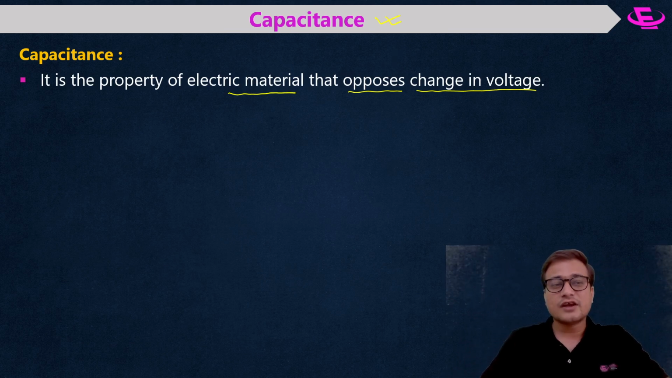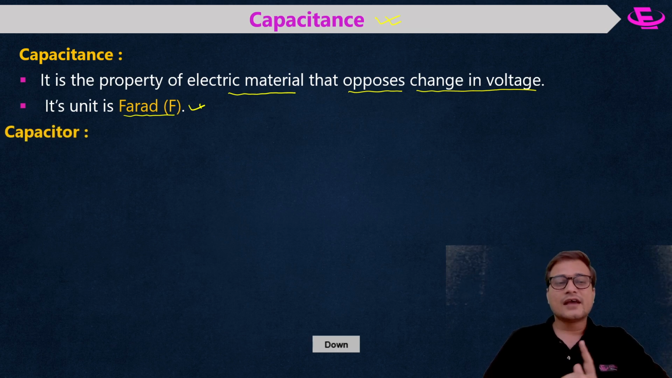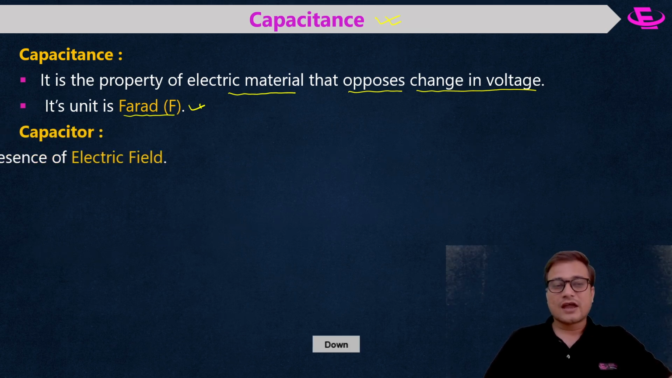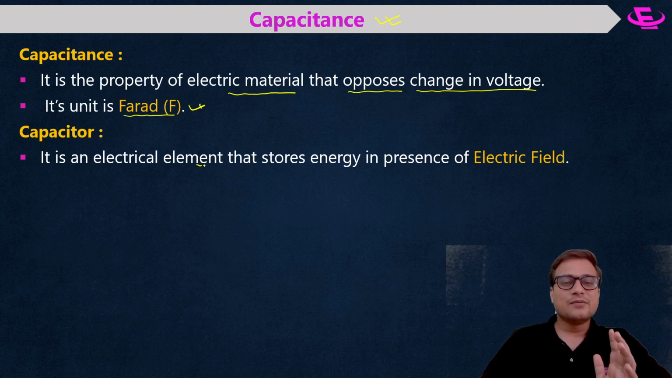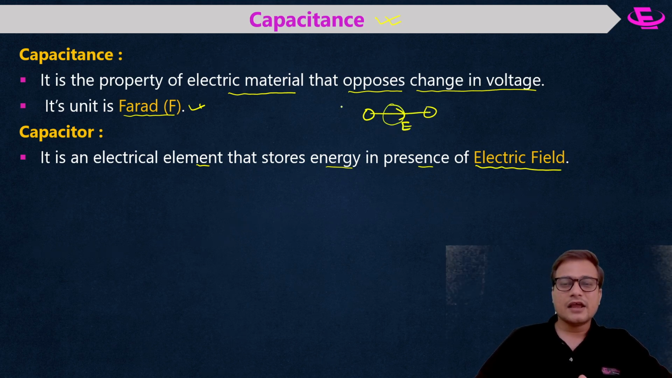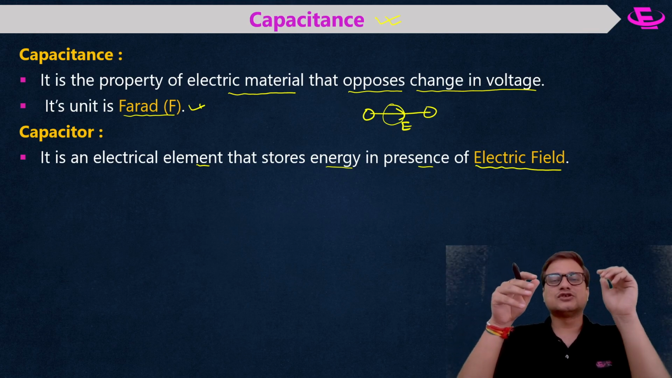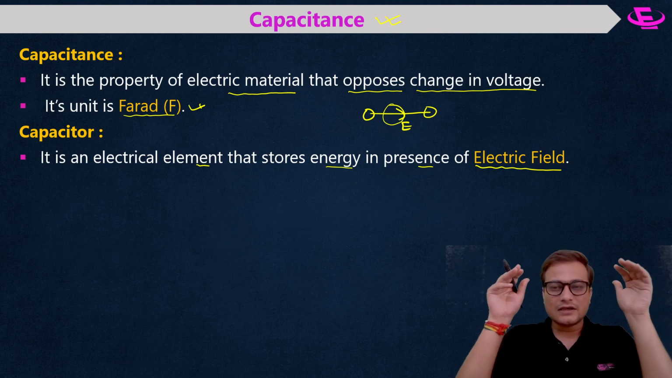So what is the unit of capacitance? I think it is known to you. Its unit is farad. There is nothing new in this one. Next, what is a capacitor? A capacitor is an electrical element that stores energy in the presence of an electric field. What does it mean? Suppose this is the electric field E, and you place a capacitor in between the electric field. That capacitor will store energy in the presence of the electric field.